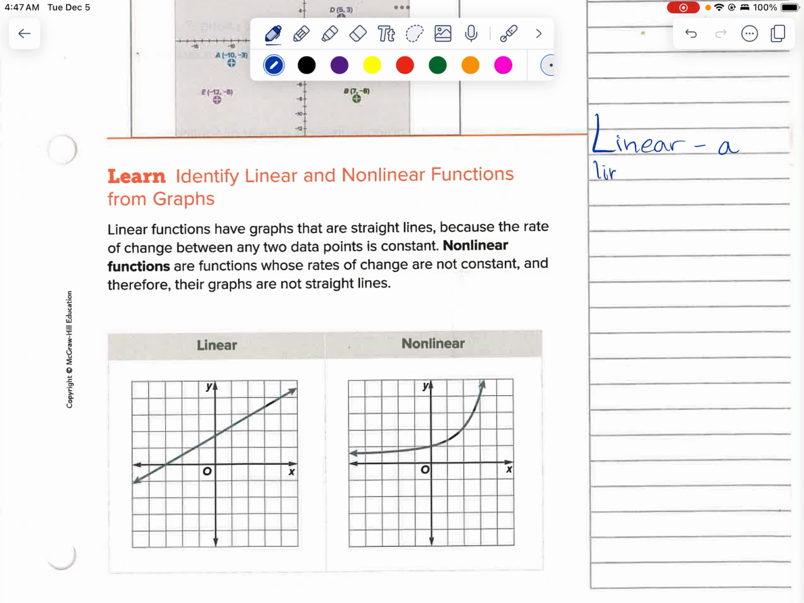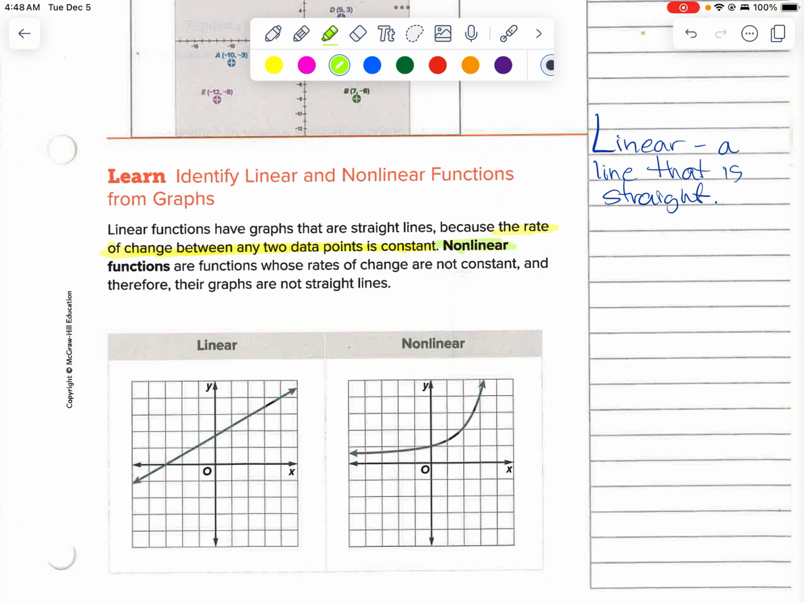A line that is straight. And I always say all lines are straight, but some of you don't quite understand that part, so we're going to make sure that we know that it's when a line is straight. Linear functions have graphs that are straight lines because the rate of change between the two data points is constant. Remember that? The rate of change between any 2 points is constant. That is super important. We're going to go through that in a minute.